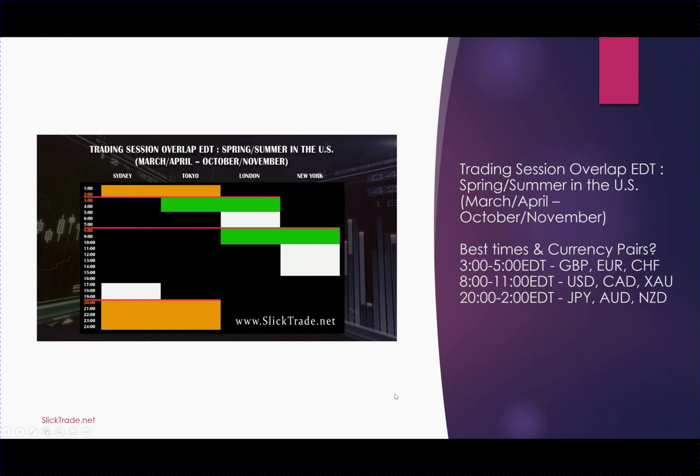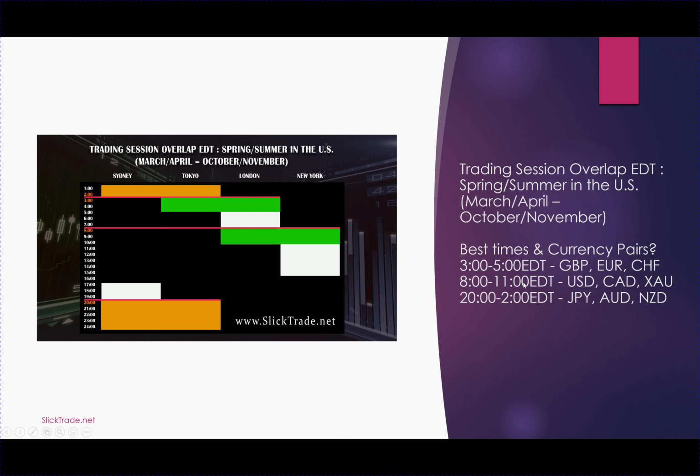And let's take a little closer look at that. The best times and currency pairs: from 3 to 5, right here, this green block, that is the Tokyo-London overlap, okay? And the best pairs to trade during that time, looking at historical data, would be GBP, Euro, and CHF.